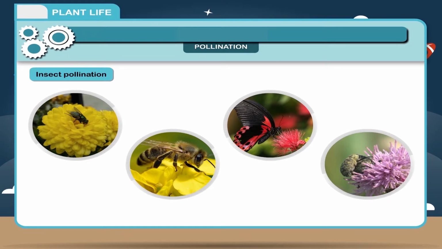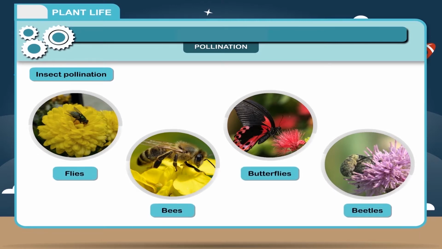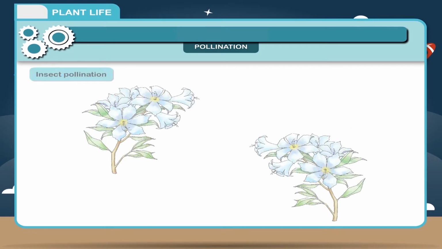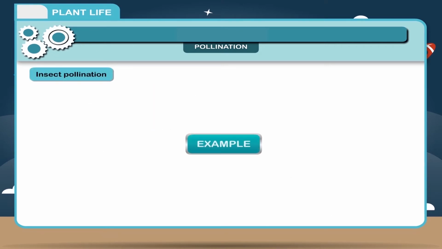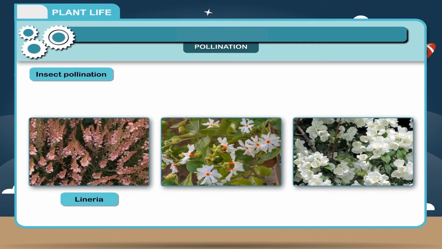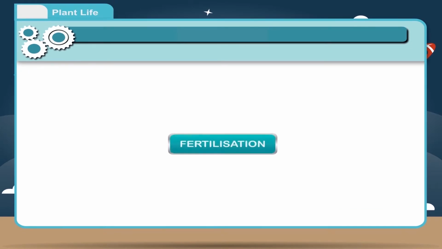A large number of plants are pollinated by insects. The fragrance and colored petals of the flower attract insects like flies, bees, butterflies, and beetles. When insects visit the flower for nectar, some pollen sticks to their body, and when they go to another flower, they leave the pollen grains on the stigma of that flower. Examples: Linaria, Nyctanthes, jasmine, etc.